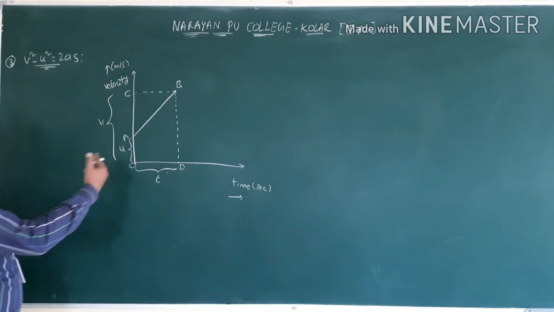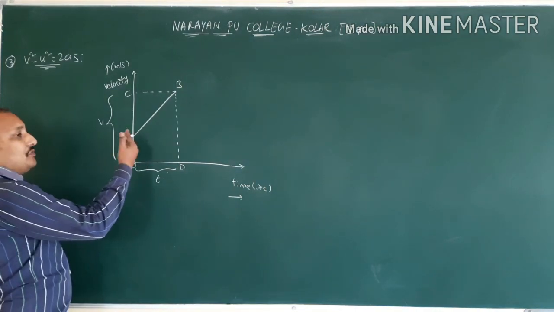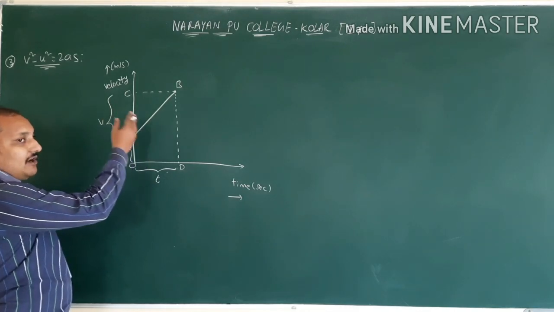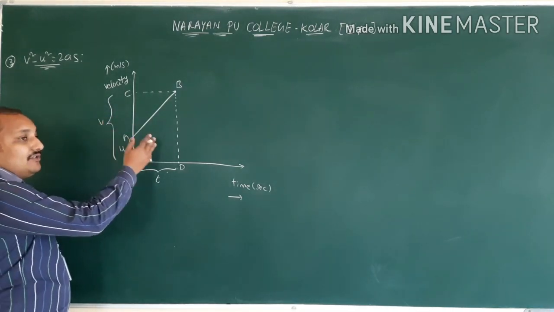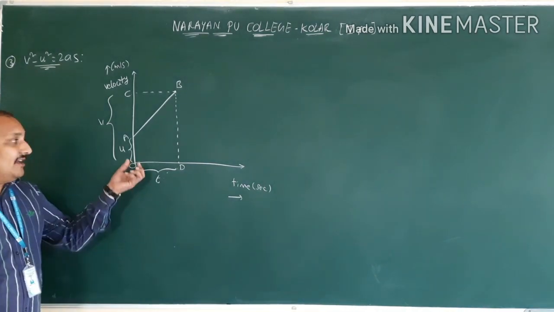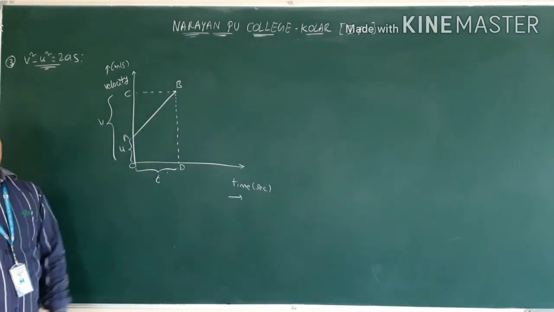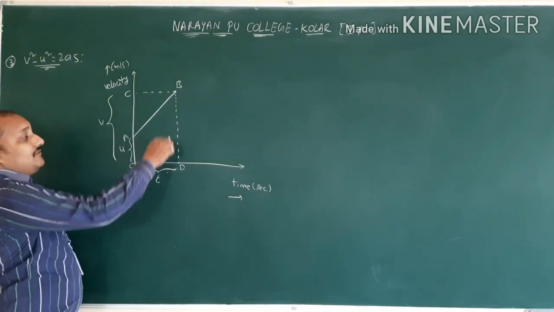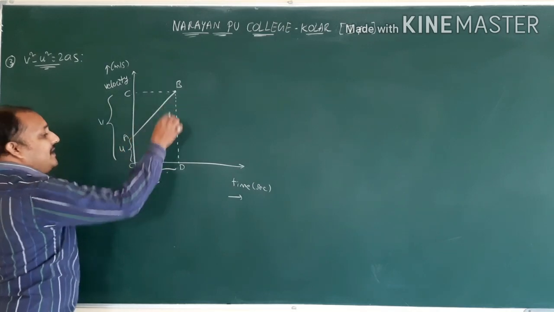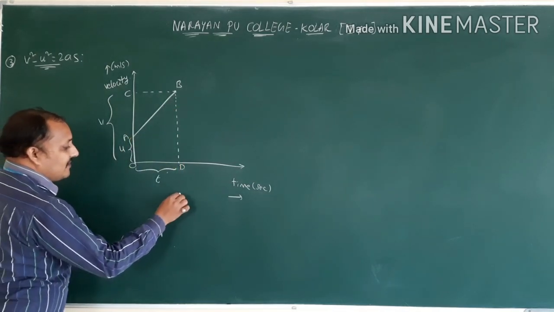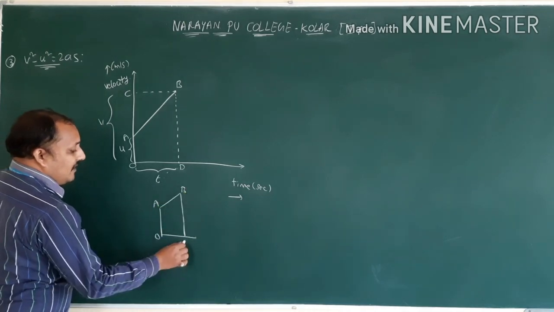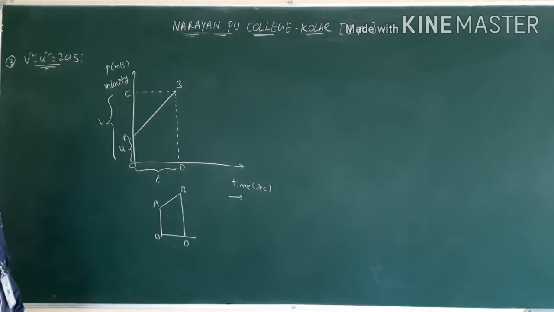Now for all, the diagram will be the same. If you find the slope, we got the first equation. If you find the area, we got the second equation. Again we are going to find area only. For the second equation we divided the area into a rectangle and a triangle. Now what is the shape of this one? For this third one, O, A, B, D. What is the shape? O, A, B, D. This shape is a trapezium.